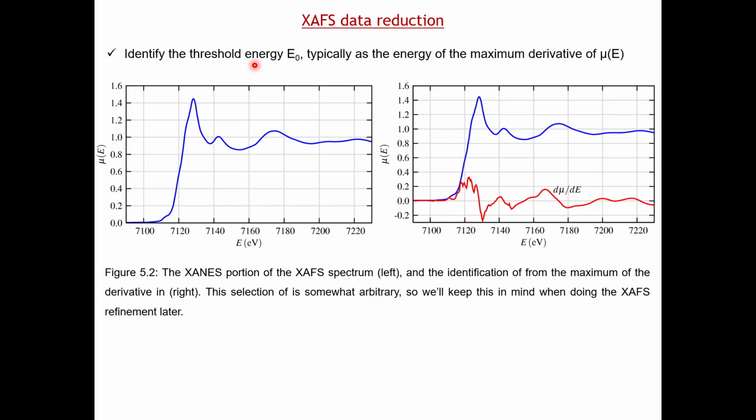Now once you normalize, then identify the threshold energy E0, typically as the energy of the maximum of the first derivative. So this is our main spectrum. We can convert it into the first derivative, that is d mu E by dE. The red color represents the first derivative spectra. Here the maxima of the first derivative peak represent this threshold energy E0.